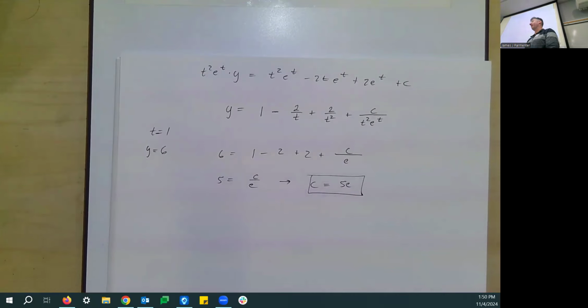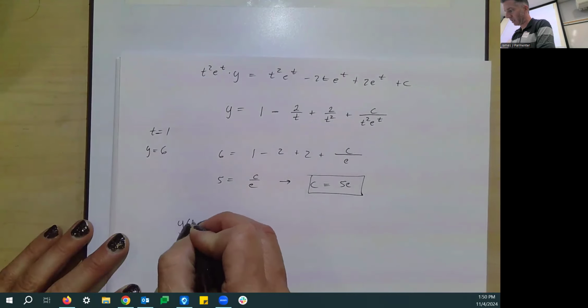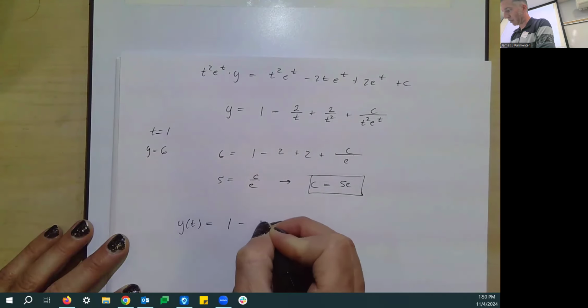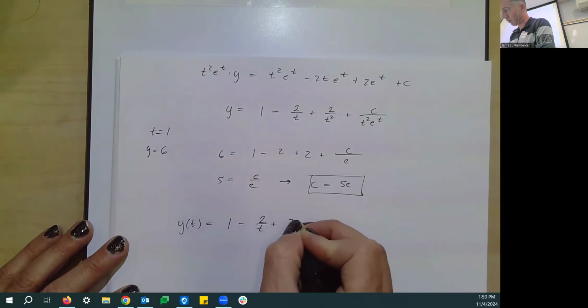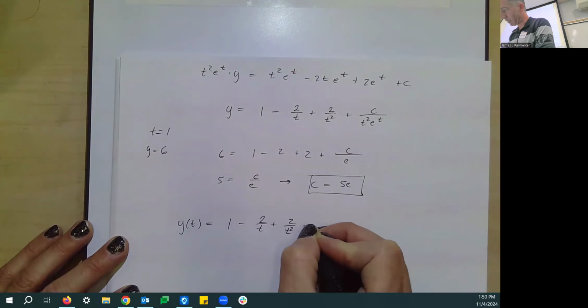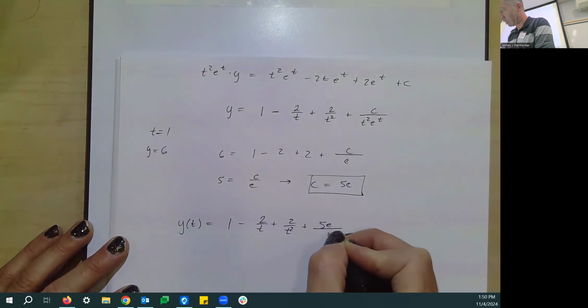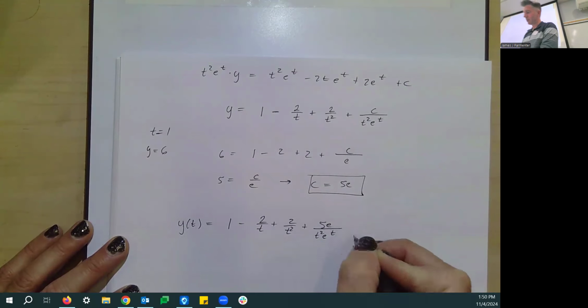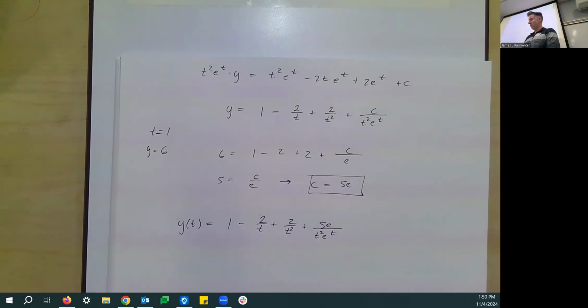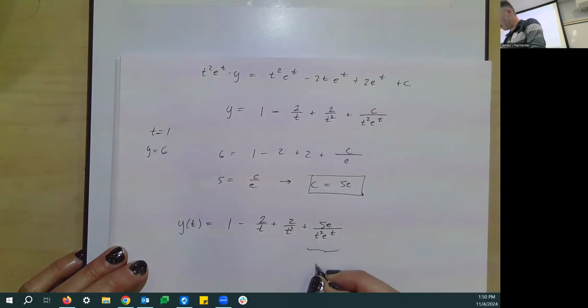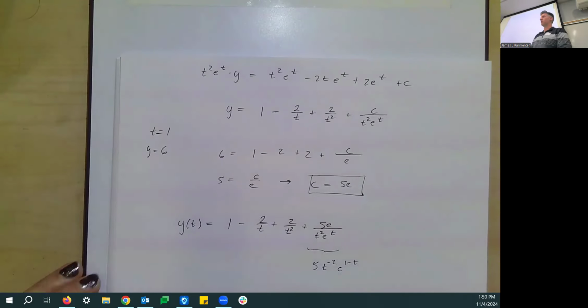And then we should go back and find the final answer. So the final answer we'd have to write into lab work or whatever would be y of t is equal to 1 minus 2 over t plus 2 over t squared plus 5e over t squared e to the t. You could probably simplify that even more, but I don't care to. If you really wanted to, you could write this as 5 t to the negative second e to the 1 minus t, if you cared to change that up.